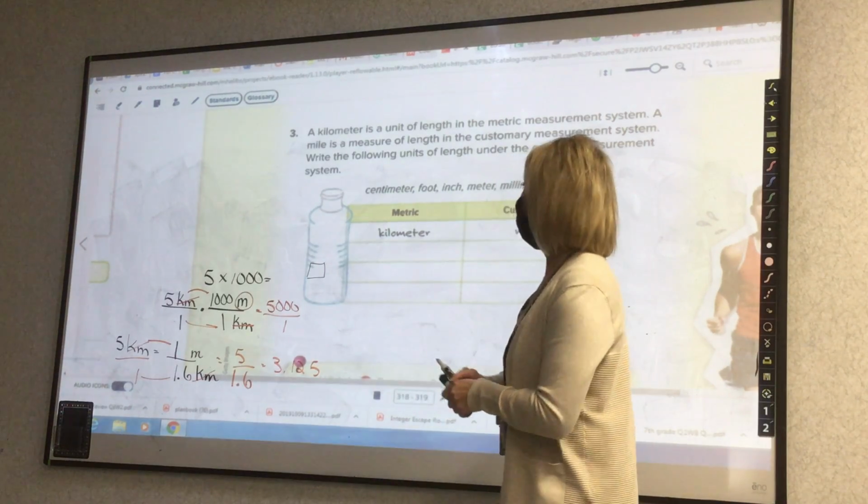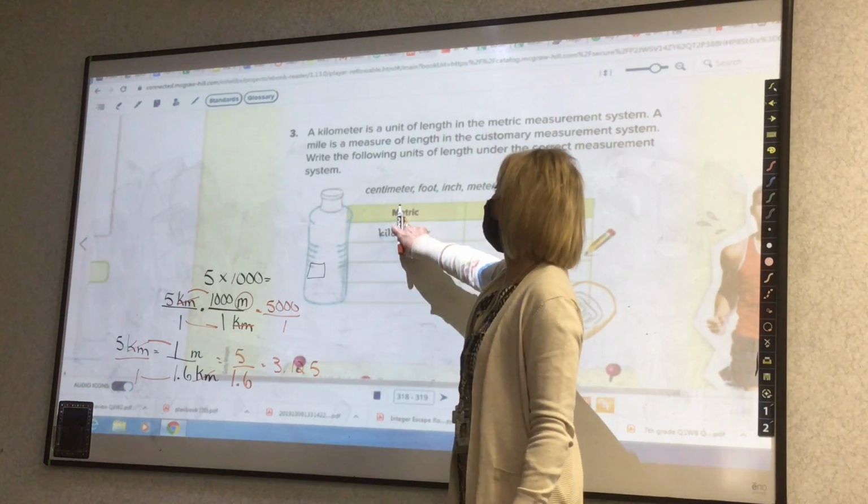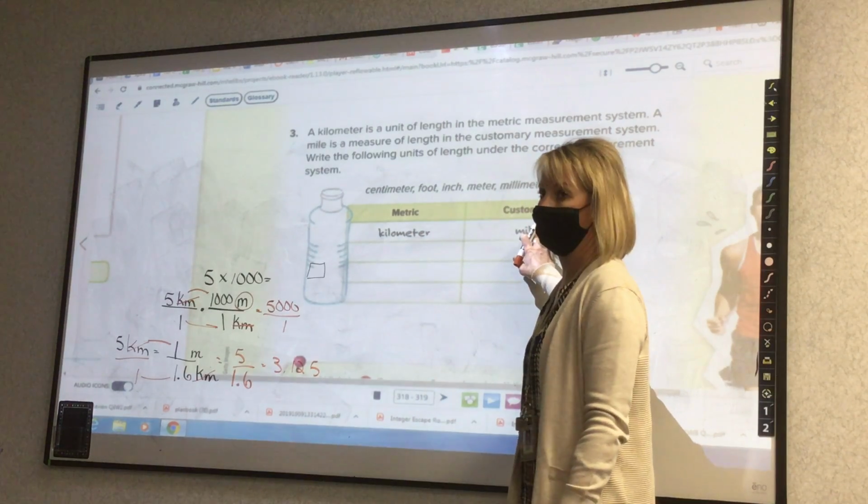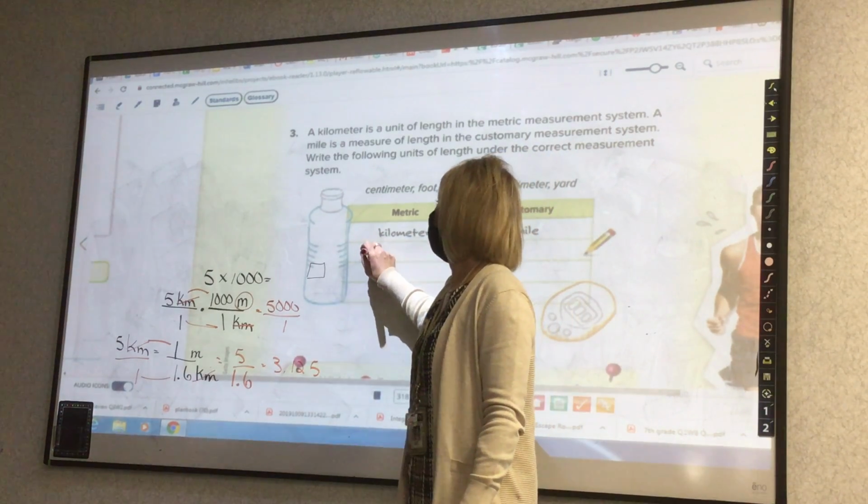Okay. So we need to put centimeter. Is a centimeter a metric unit or customary? Metric, so put it in here.